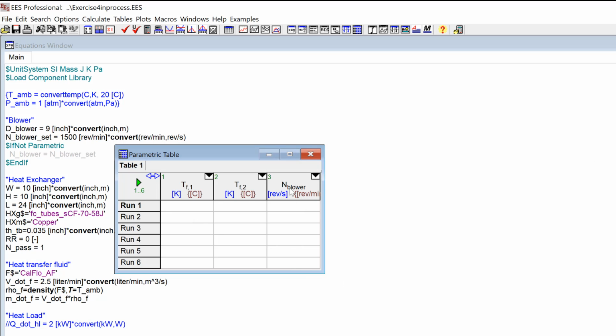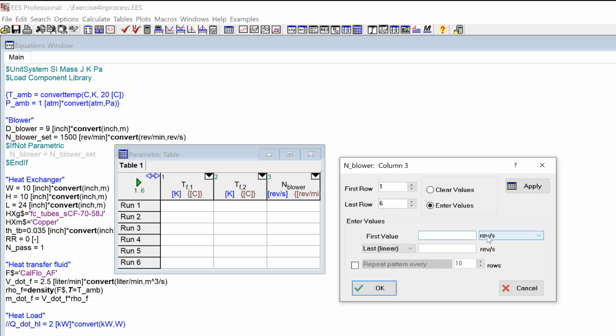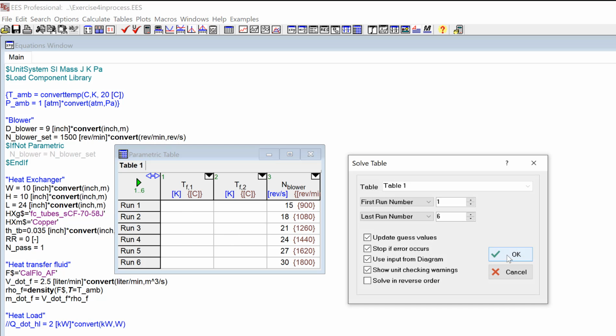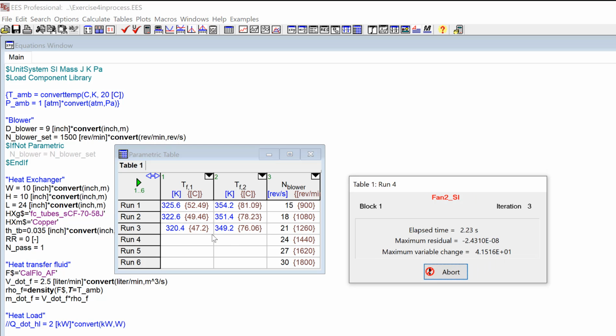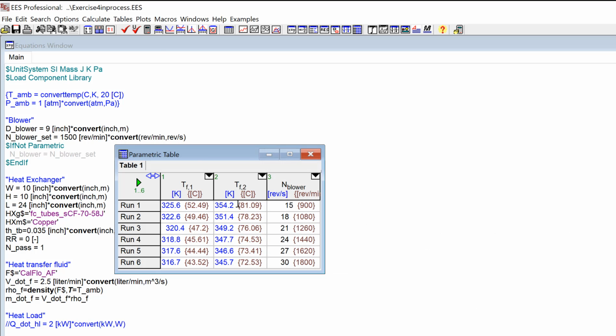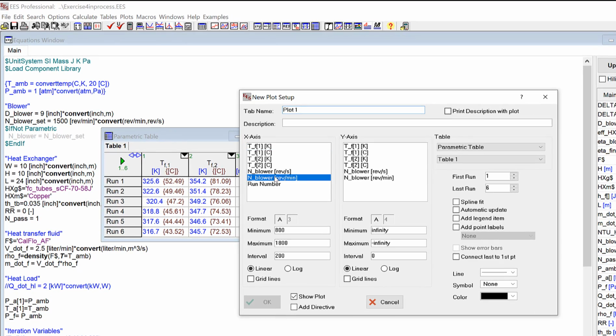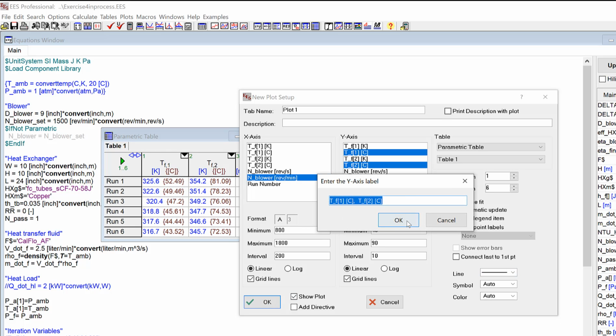So there's my table. We'll run N blower from, I don't know, let's set it in RPM and go from 900 to 1800, something like that. And now if I solve this table, it should go through and calculate the temperatures for every condition. I'll make a plot. XY plot in which I include the blower speed and then this temperature and that temperature. We'll make it auto update. Add some grid lines. Maybe make a thicker line here and hit OK.